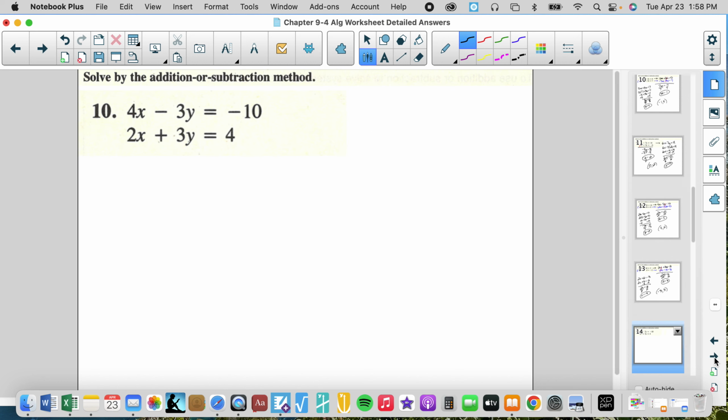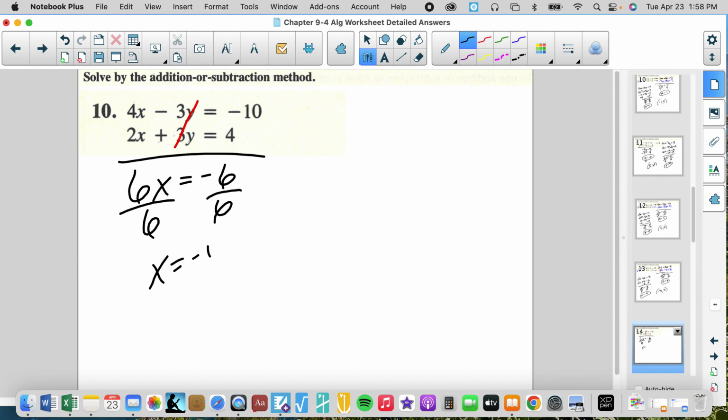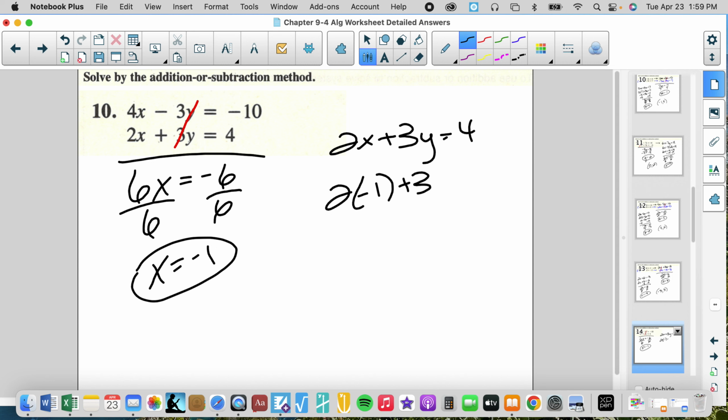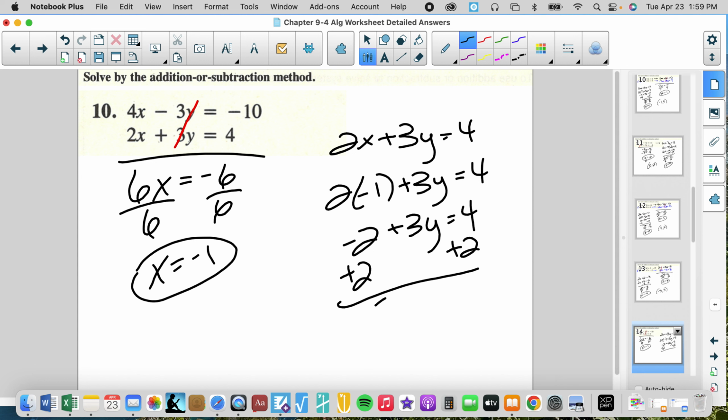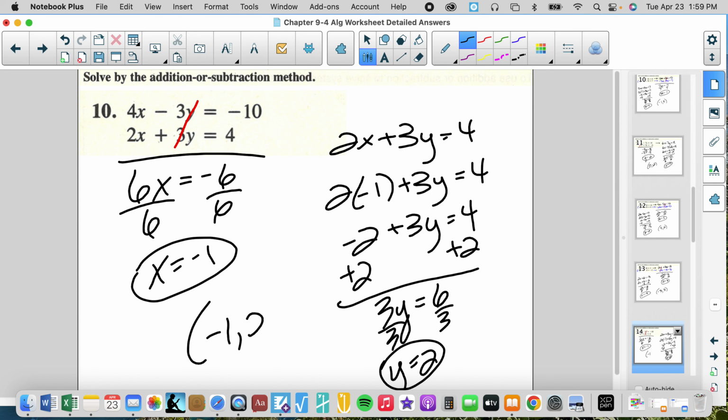We have c, d. Keep going. These naturally cancel. The y's cancel. You're left with 6x equals -6. Divide by 6. X equals -1. 2x plus 3y equals 4. 2 times -1 plus 3y equals 4. -2 plus 3y equals 4. We always simplify before moving. Now we will isolate, get rid of things being added and subtracted first. Divide by 3, y equals 2. So -1, 2.